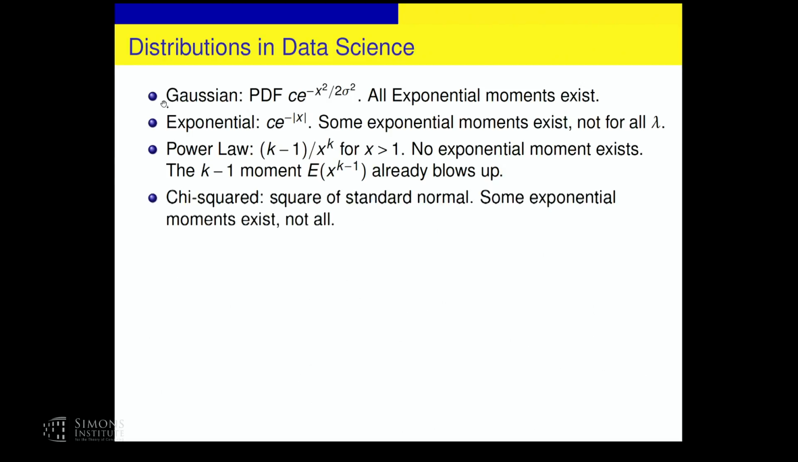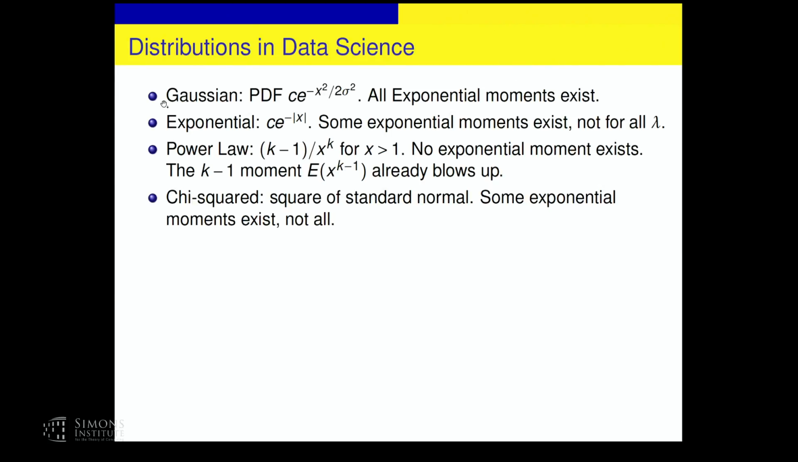Now, what we do, I want to put up one more. Chi-squared is the square of a standard normal. Here some exponential moments exist, but not all. And chi-squared is used in a lot of things. In particular, a little bit later, I'll recap Johnson-Lindenstrauss, and the proof uses the fact that sums of chi-squareds are concentrated.